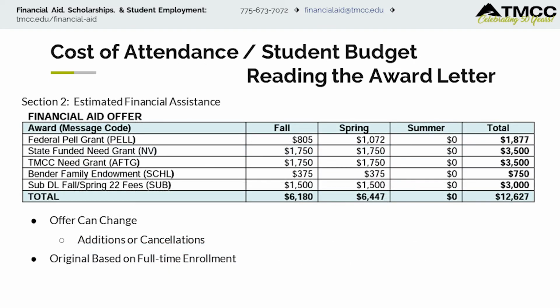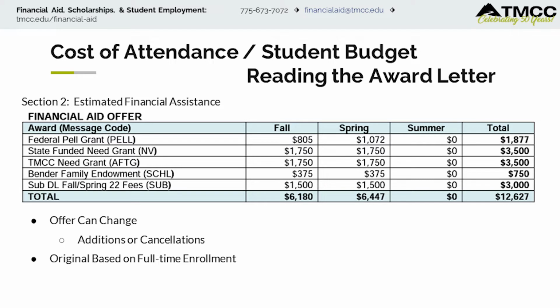In this section of the award letter, you will see a detailed breakdown of the aid this student was offered. They were offered the Pell Grant, a scholarship, loans, and grants. They are listed both per semester as well as in total for the year. If more aid is received or if the student becomes ineligible for a certain part of their aid package, the award letter will be adjusted accordingly.